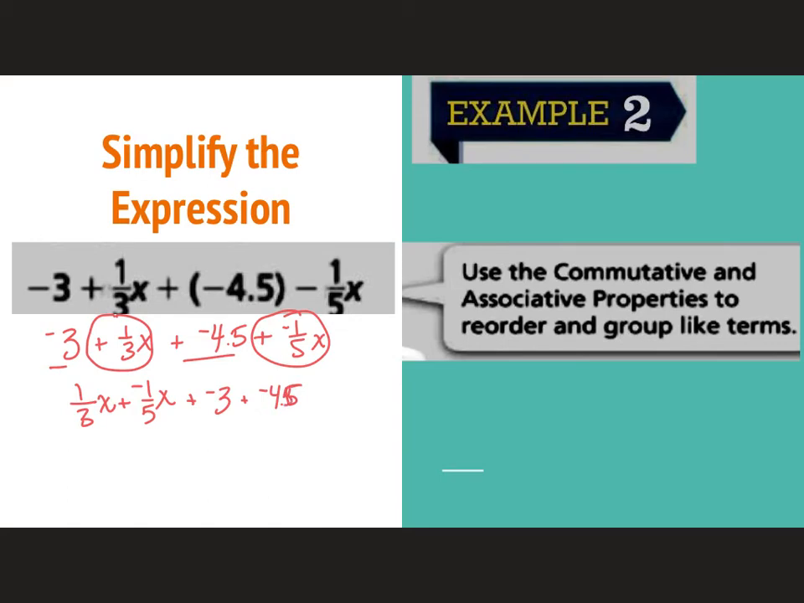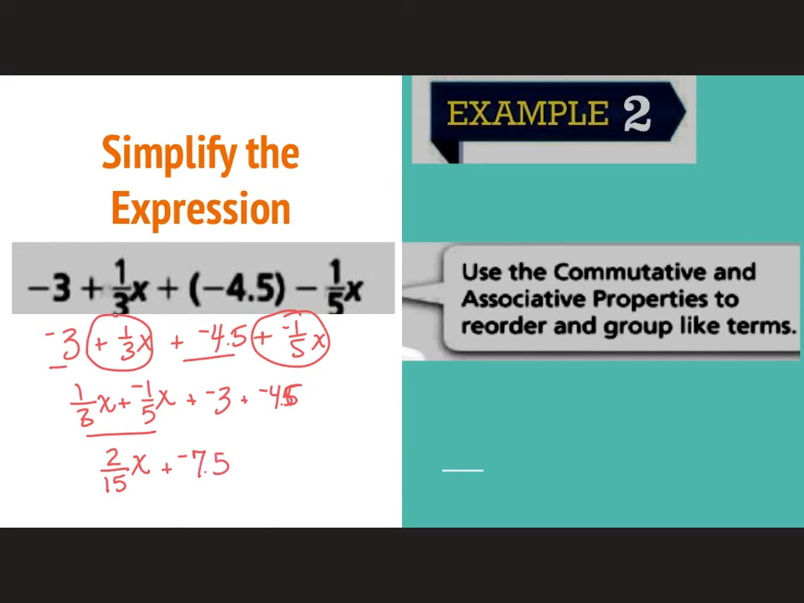So when you put this in the calculator, you probably had positive 2/15, and that's 2/15 x. So don't forget about putting the x back on after you use your calculator, plus negative 3 plus negative 4.5. Same signs, add and keep the sign, is negative 7.5.